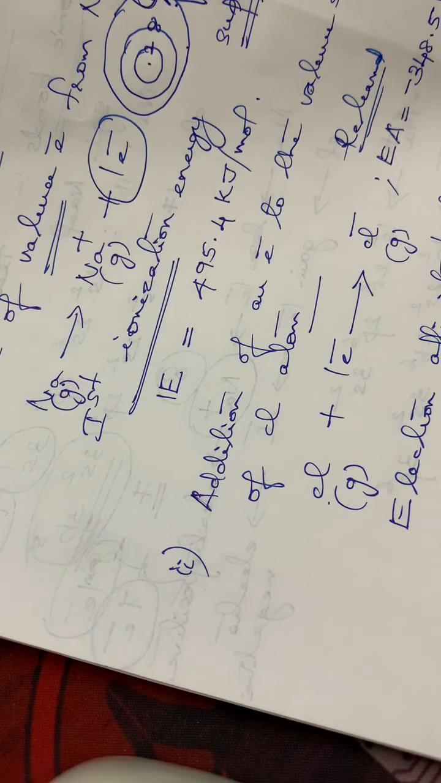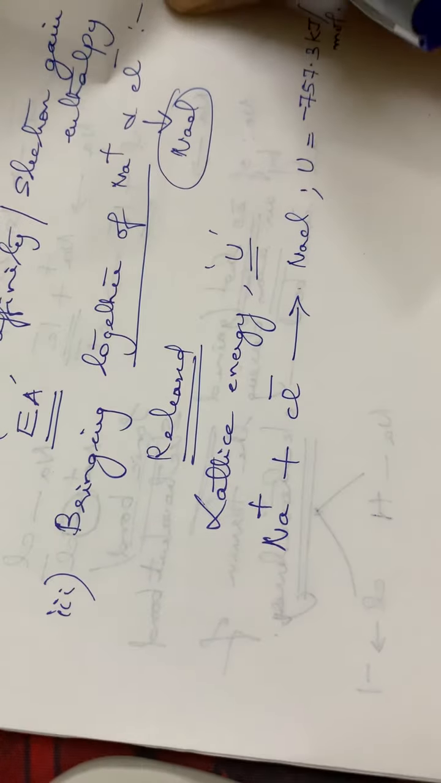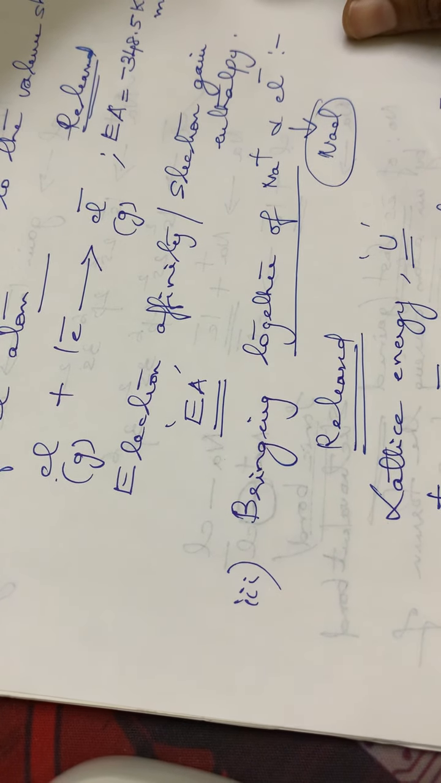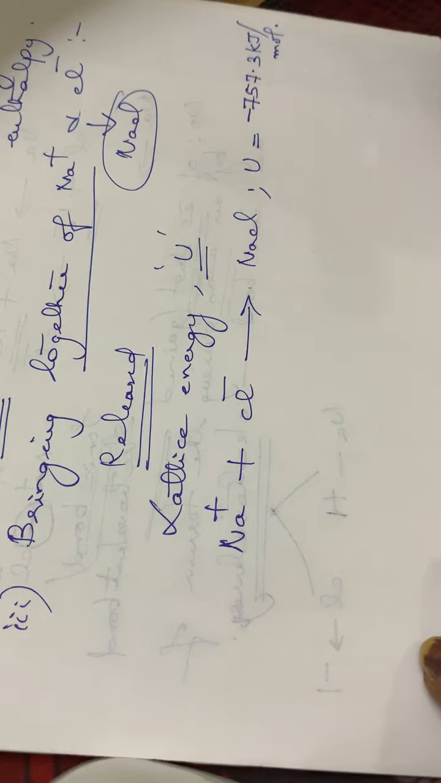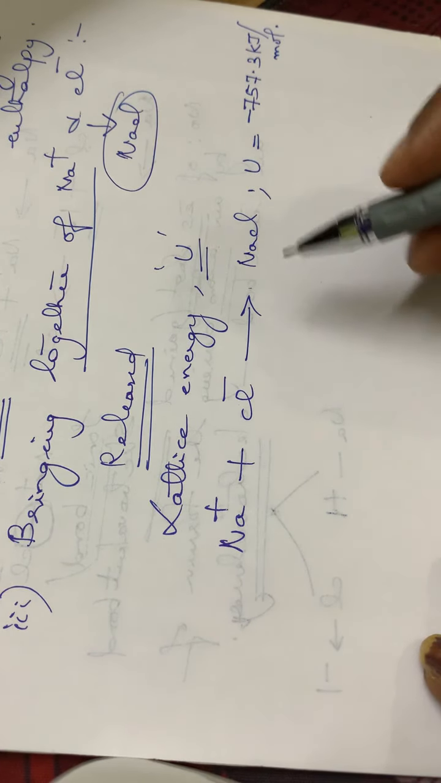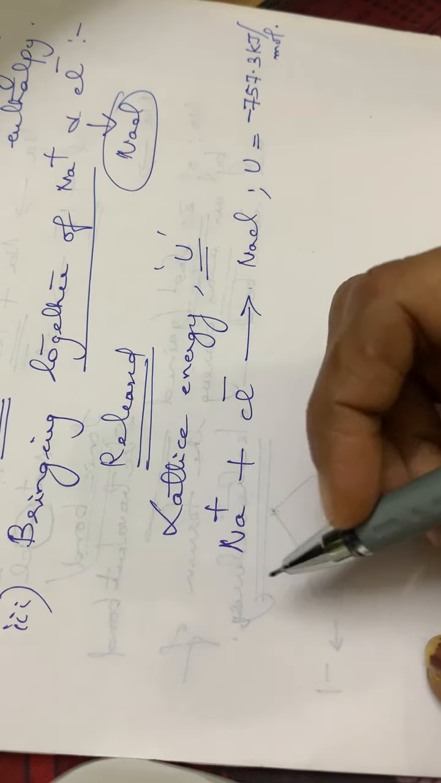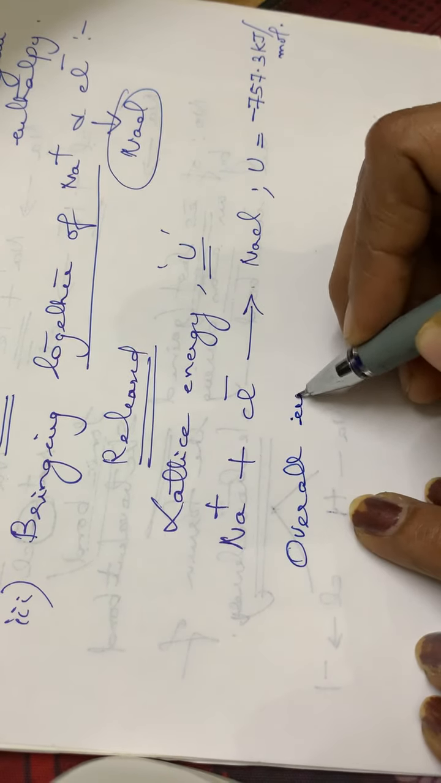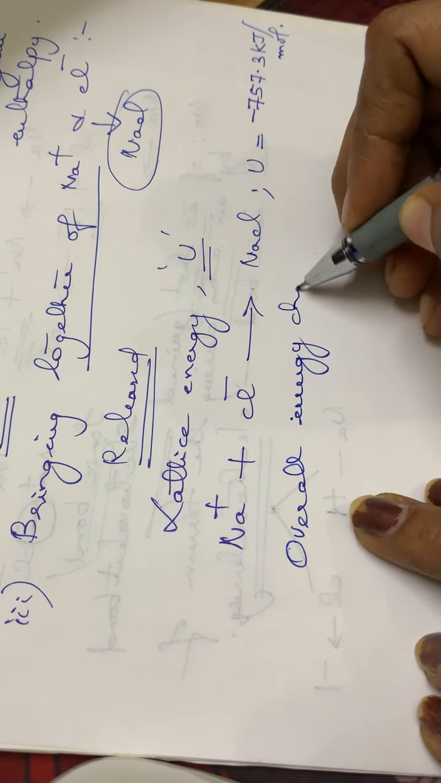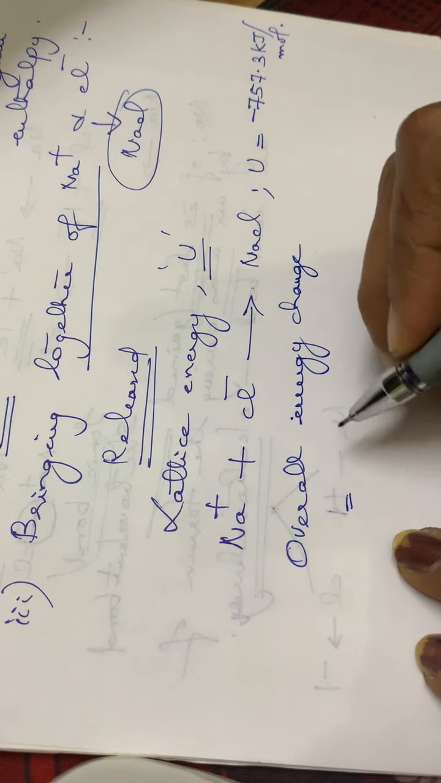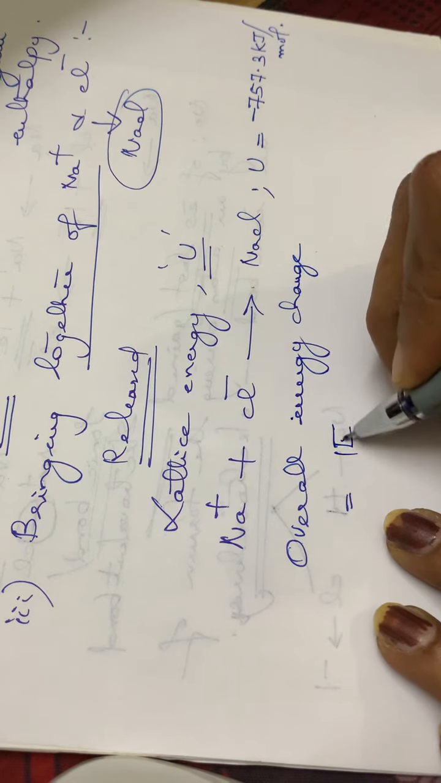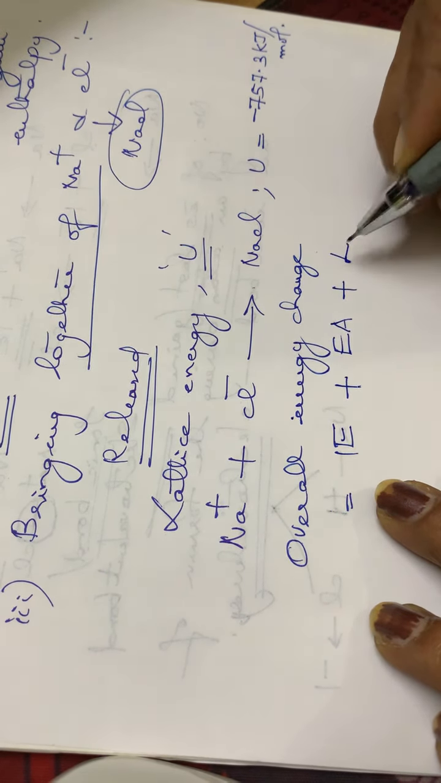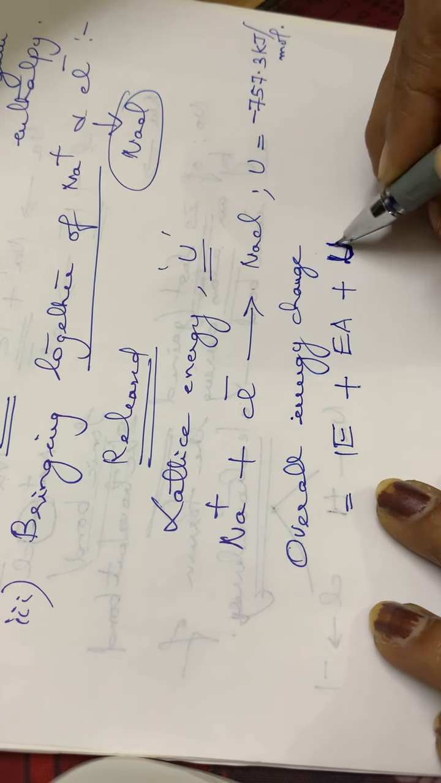First is the removal of valence electron from sodium. Second one, ionization and electron affinity, that is addition of electron to the valence shell. And the third one, bringing together of Na plus and Cl minus, that is regarding the lattice energy. Then we can write the overall change in this reaction, overall energy change. Overall energy change in this reaction, it will be equal to ionization energy. Then in the second step we have electron affinity, and in the third step we have got lattice energy U. It is not L, it is U.